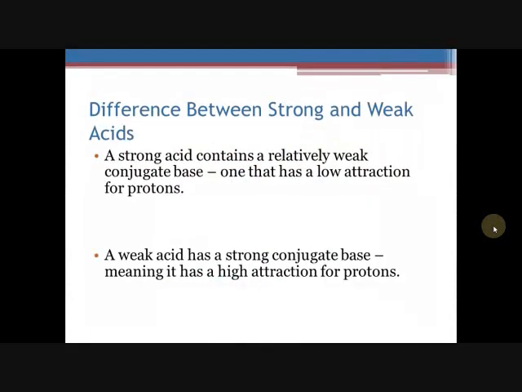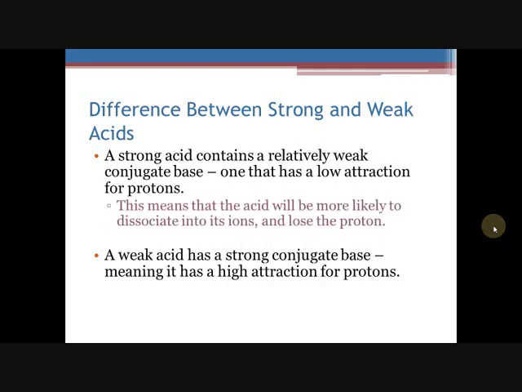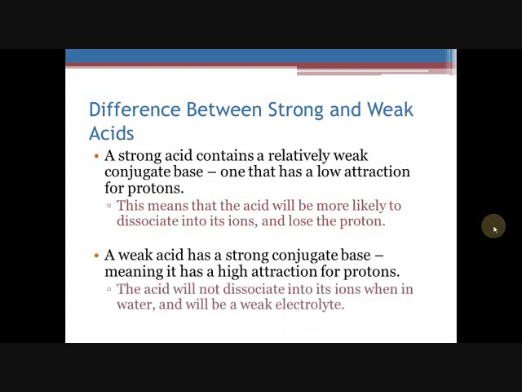So the difference between strong and weak. A strong acid contains a relatively weak conjugate base, one that has a low attraction for the proton. So that means that the acid will be more likely to dissociate into its ions and lose the proton, whereas a weak acid has a strong conjugate base, meaning it has a high attraction for protons, so the acid will not dissociate. So a strong acid always breaks apart into its ions. A weak acid, usually just a little bit, will break apart into its ions.